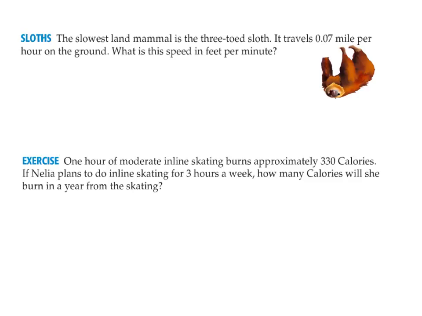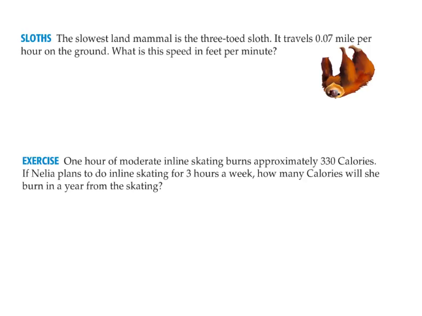Okay, now let's look at 2 other types of dimensional analysis problems, but without being given a table of values that we can use conversions from. Now, we are going to just use conversions that we know of. So sloths. The slowest land mammal is the 3-toed sloth. It travels 0.07 miles per hour on the ground. What is this speed in feet per minute?